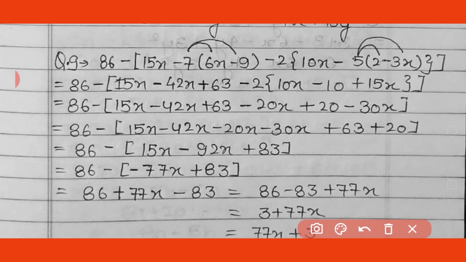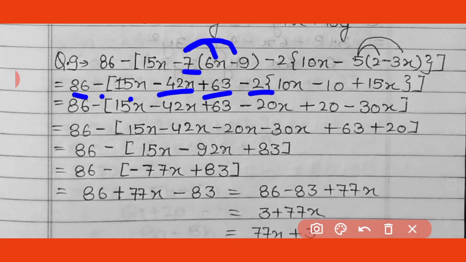So firstly we have to open the small brackets. Here minus 7 will multiply with 6x. Rest of the terms will remain same, as 86 is written outside, minus 15x is written outside, but minus 7 will multiply with 6x. It became minus 42x. Minus 7 is multiplying with minus 9. It became plus 63. And minus 2 is written outside of the curly bracket.